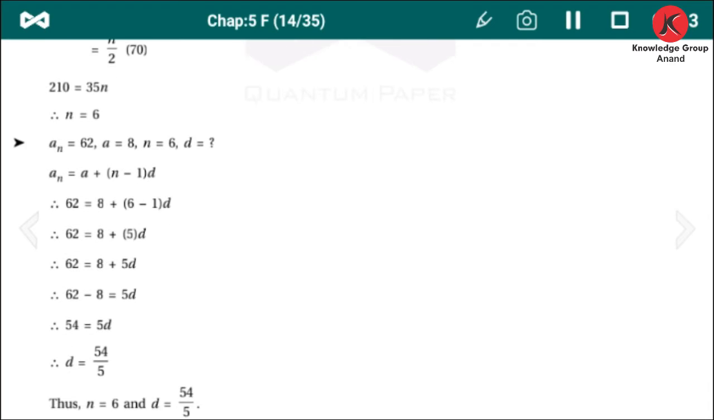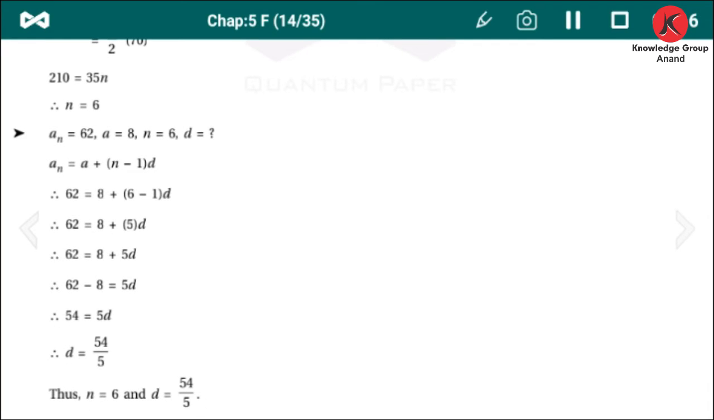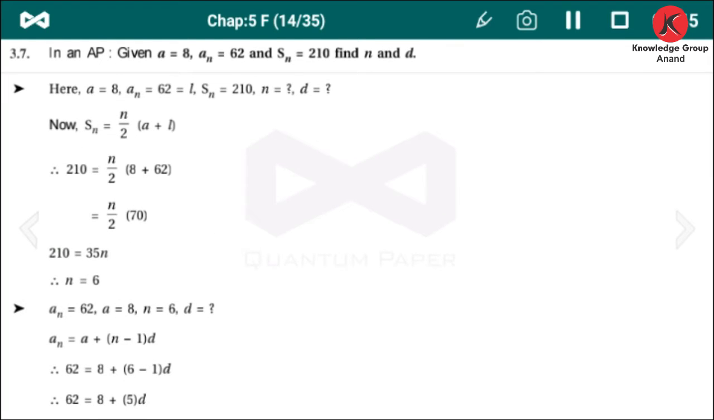Now find d. an is equal to a plus n minus 1 into d. 62 is equal to 8 plus 6 minus 1 into d. 62 is equal to 8 plus 5d. 62 minus 8 is equal to 5d. Therefore, 54 is equal to 5d. d is equal to 54 by 5. Thus, n is equal to 6 and d is equal to 54 by 5.